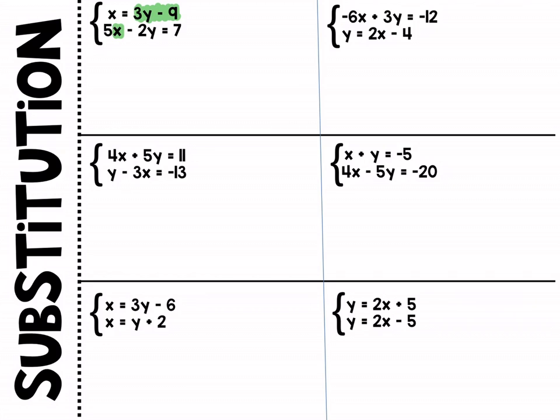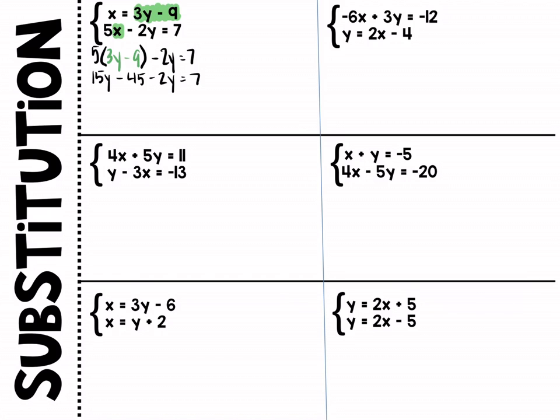Okay, so when we do that, I have 5 times 3y minus 9 minus 2y equals 7. So now we're going to solve for y. The first thing we're going to do is distributive property. So 5 times 3y is 15y minus 45 minus 2y equals 7.